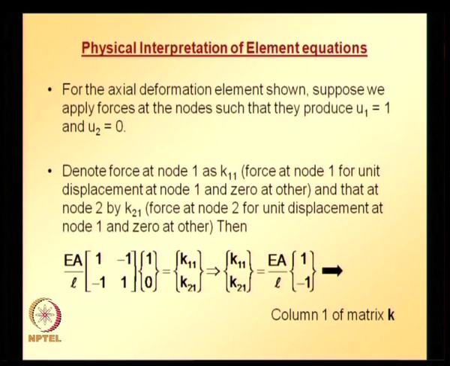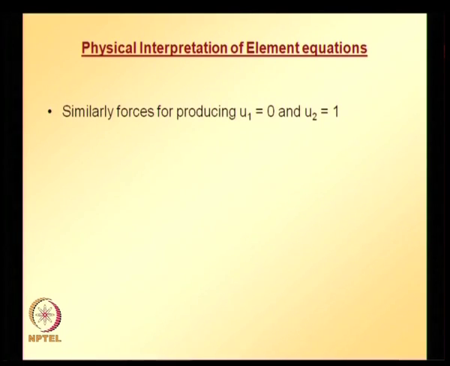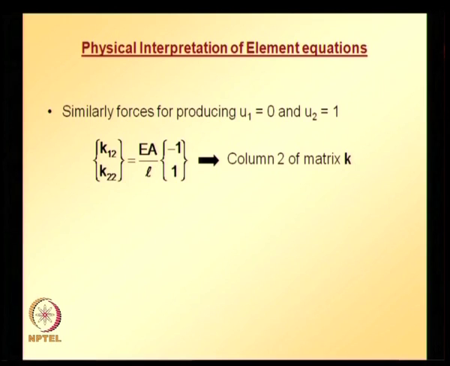So, now what I will do is, I will take the same equation system, except that u 1 will substitute u 1 is equal to 0, u 2 is equal to 1. And let us say corresponding forces, let them be denoted using k 1 2 and k 2 2. Okay. Similarly, forces for producing u 1 is equal to 0, u 2 is equal to 1. And if you carry out the multiplication, it turns out that k 1 2, k 2 2 are nothing but second column of matrix k.